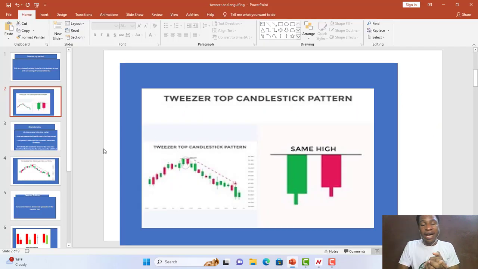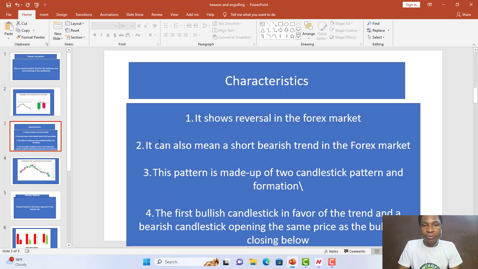So these same highs, they must have the same highs for the tweezer top. They must have the same highs in the forex market. So this pattern is, we just say that the first bullish candlestick in favor of the trend and the bearish candlestick opening same price as the bullish but closing below.